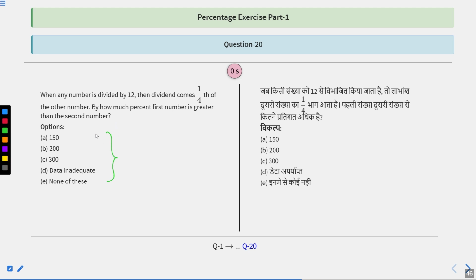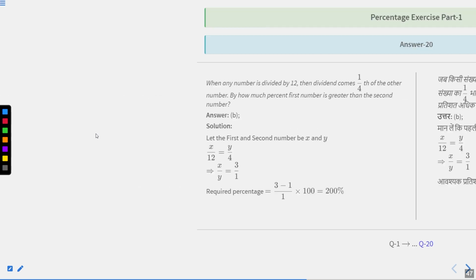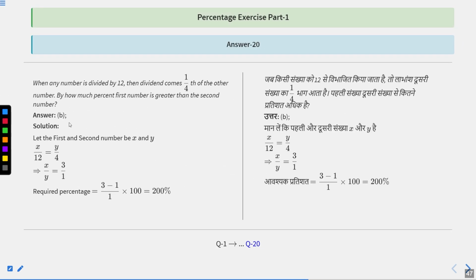Now time's closed. Let's see the solution. Let the first and second numbers be x and y. According to the question, x by 12 is equal to y by 4. So when we make the ratio of x upon y, it will be 3 by 1. The required percentage will be 3 minus 1 upon 1 multiplied by 100, and we get the answer, which is 200%. Okay.